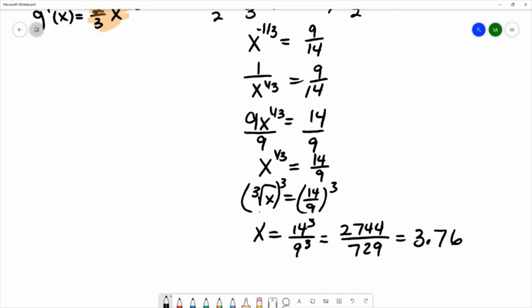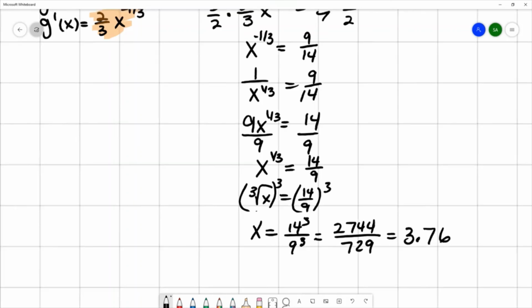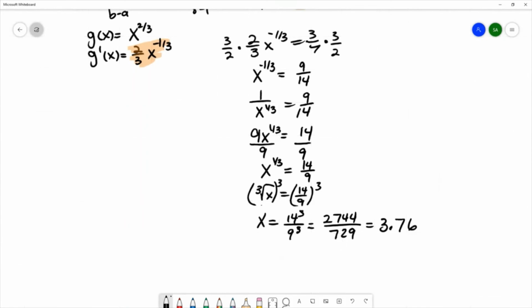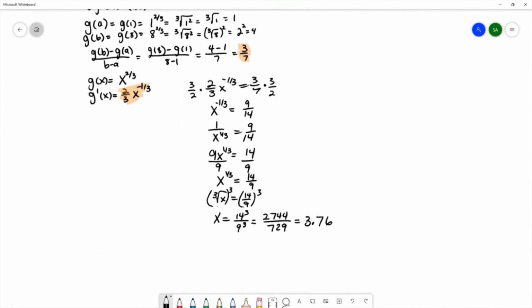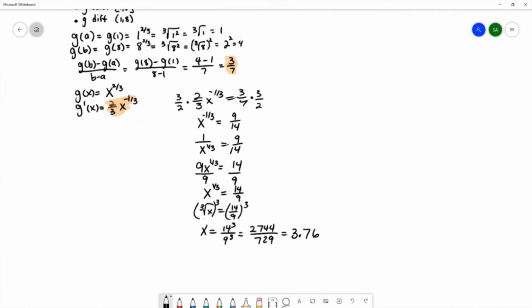So this would be our value of c, and before we finalize this, I just want to verify the interval that we have for this question. If you remember, it was the interval from 1 to 8, and 3.76 does lie in that interval. The value of c guaranteed by the mean value theorem is 3.76.